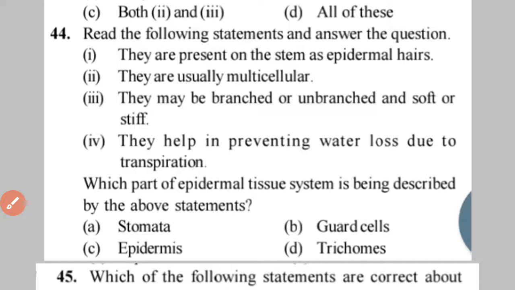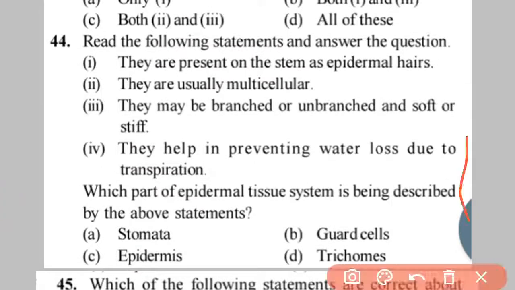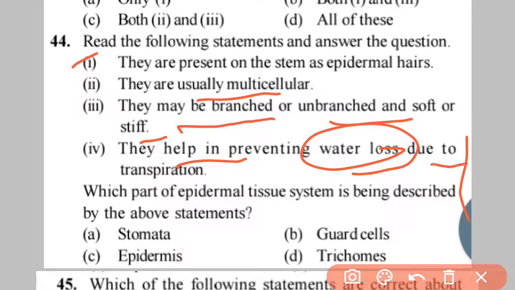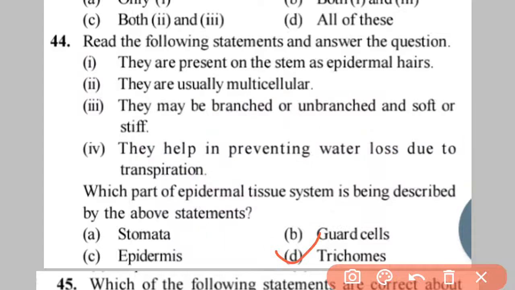Question number 44 is, read the following statement and answer the question. First statement is, they are present on stem as epidermal hairs. They are usually multicellular. They may be branched or unbranched and soft or stiff. They help in preventing water loss due to transpiration. So for water loss, basically trichomes are responsible. Okay, so option D is correct. Let's move on. Question number 40.